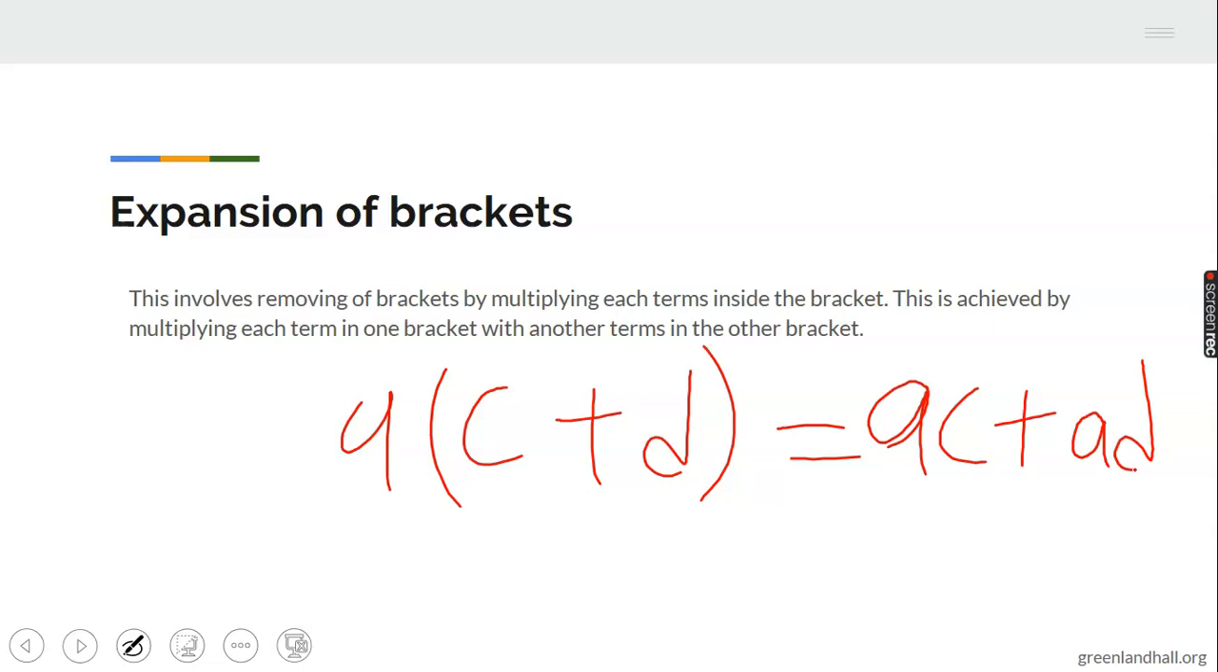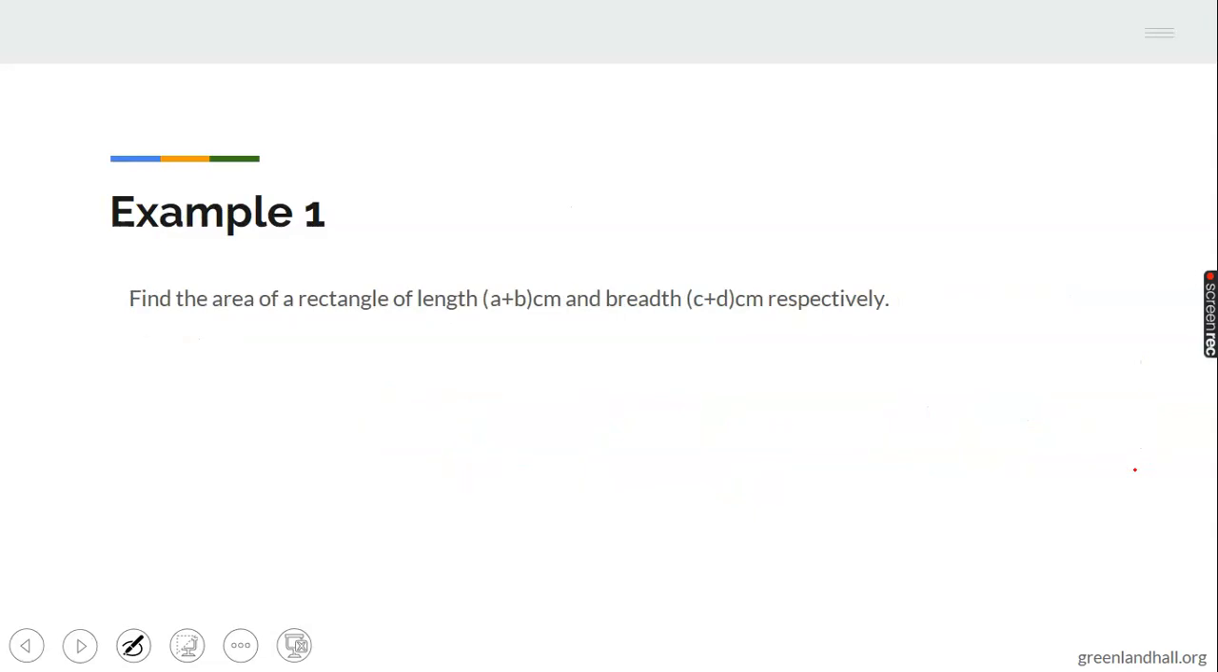Then to expand brackets means when you are having two brackets and there are terms inside the brackets. How do you expand? That is the question. Now, with the example, we're going to see what I'm trying to explain. Okay, let's look at this example. We are to find the area of a rectangle of length A plus B centimeters and breadth C plus D centimeters respectively. Let's draw out our rectangle. Don't mind my drawing.